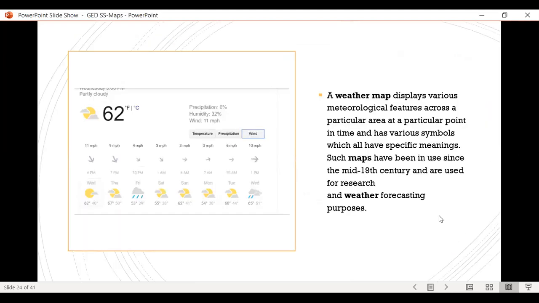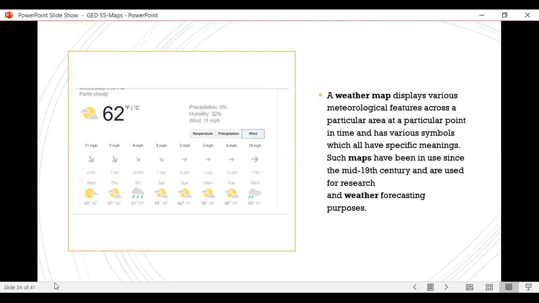Now, a weather map, we see this a lot on TV. When you watch the weather on TV, you usually see a weather map that displays the projection for the different temperatures that are coming up. But as it says here, it displays various meteorological features across a particular area at a particular point in time, and has various symbols which all have specific meanings. Such maps have been in use since the mid-19th century, a little history there, and are used for research and weather forecasting purposes. And again, like I said, if you watch the weather, which I'm sure you do, when you see it on TV, it's going to give you a map, something similar to this. The weatherman will do that, or the weather person will do that.